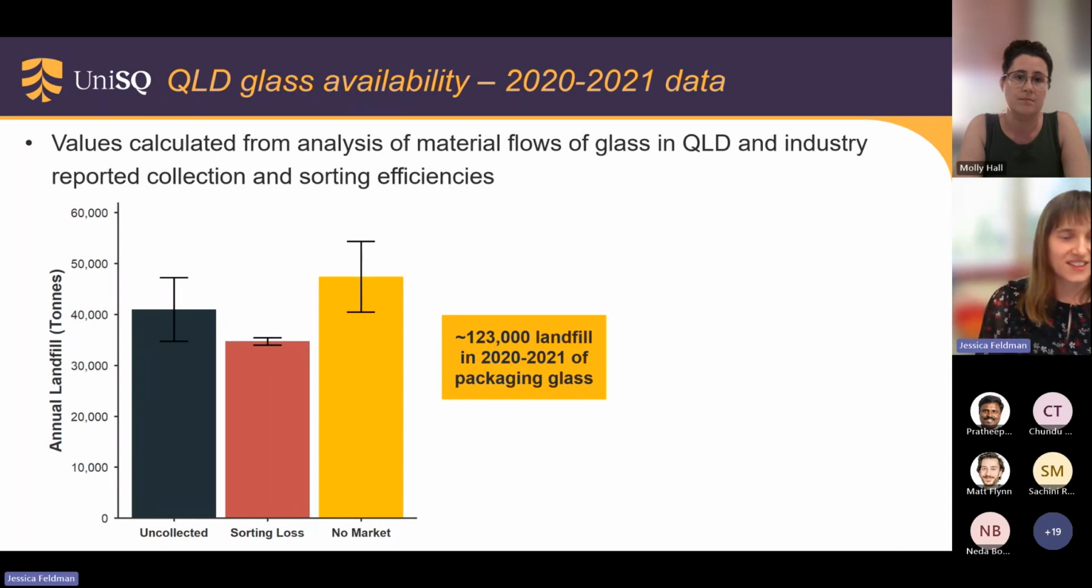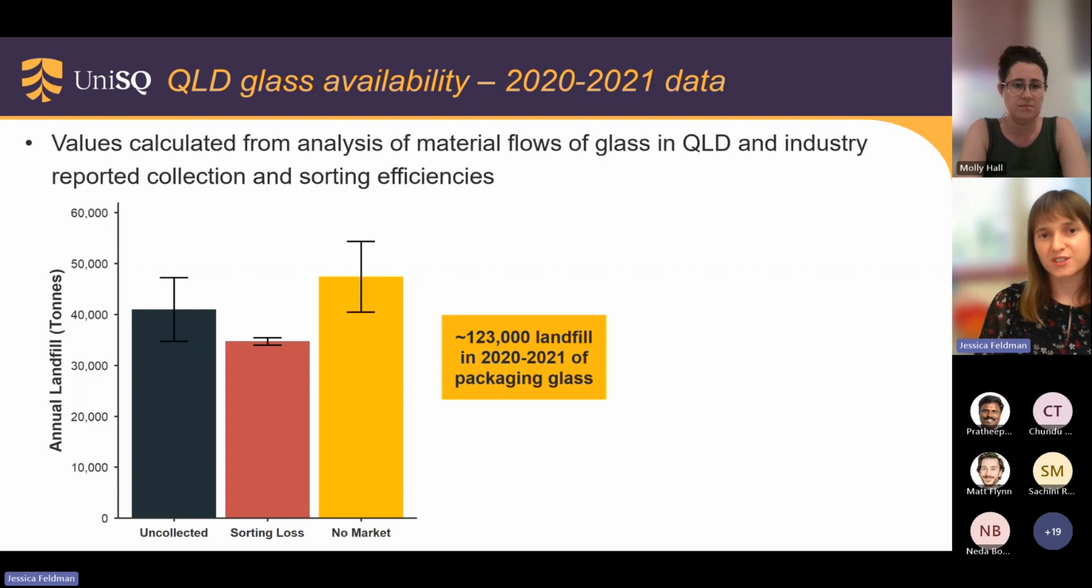And what I found at the end of doing this, based on the Australian sorting and collection efficiencies, is that those efficiencies didn't match up to how much glass we were actually recycling in Australia or in Queensland. So there was a large amount, almost 50,000 tonnes of glass, that according to those published efficiencies should have been recycled, but instead was disposed of as landfill.